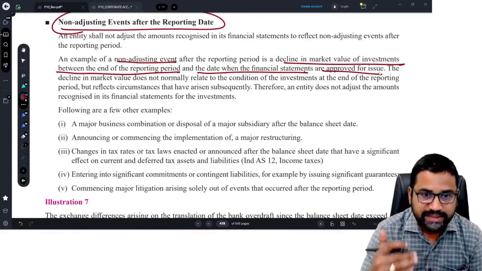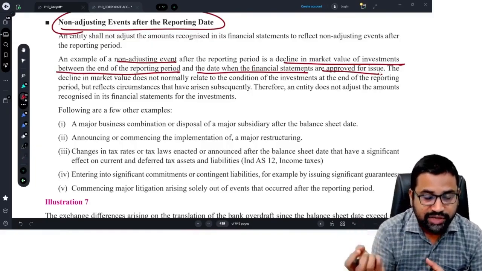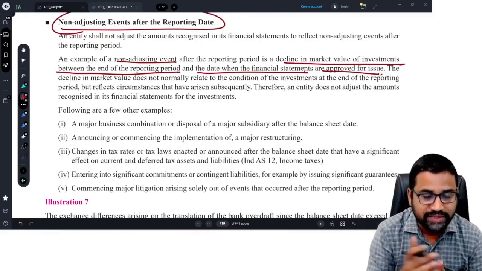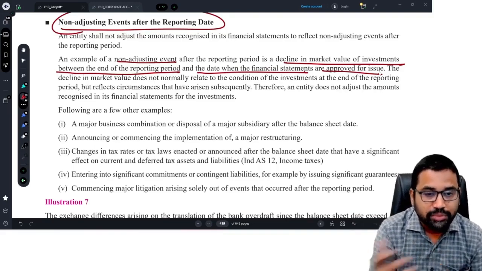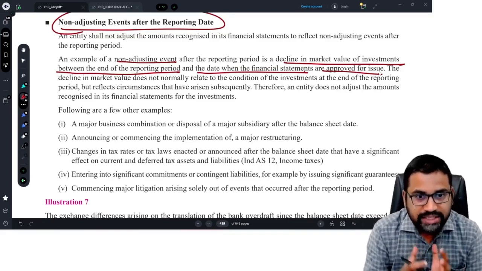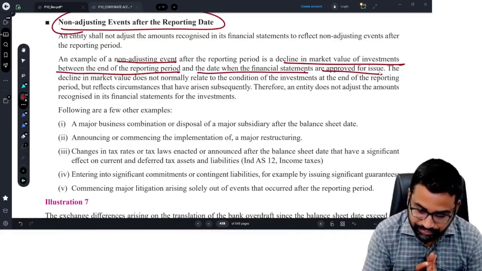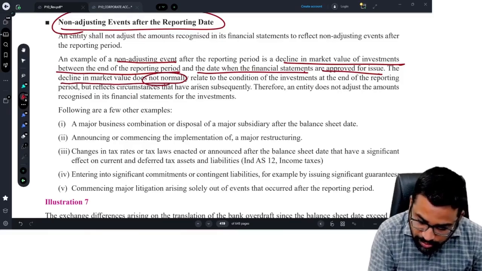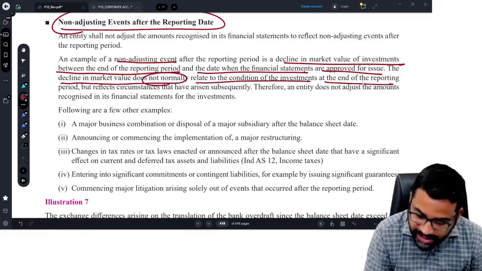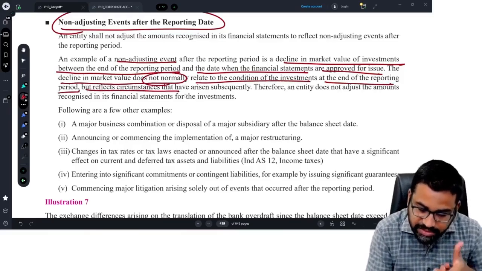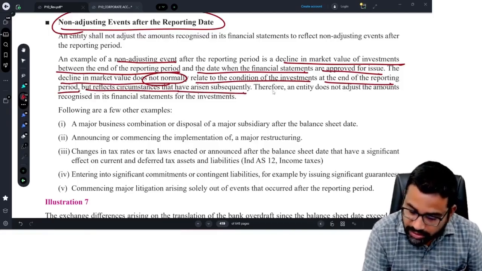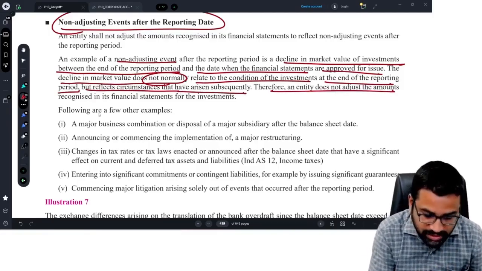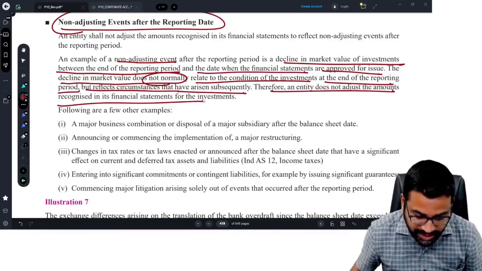For example, we made some investments. The investment's market value has been drastically reduced after 31st March. So it's a non-adjusting event because it does not have any conditions existed on 31st March. So the decline in the market value does not normally relate to the condition of the investment at the end of the reporting period, but reflects the circumstances that have arisen subsequently. Therefore, an entity does not adjust the amount of investments in the financial statements.